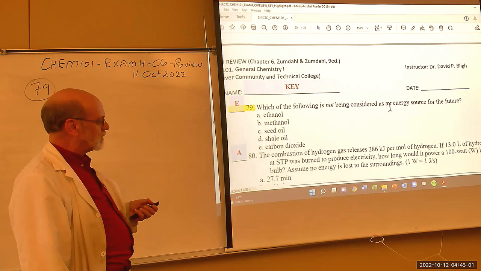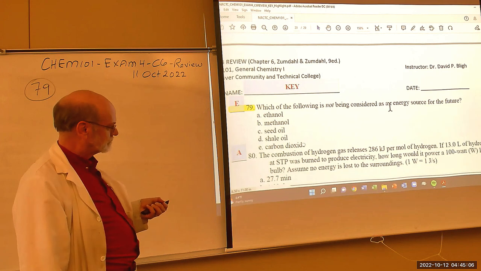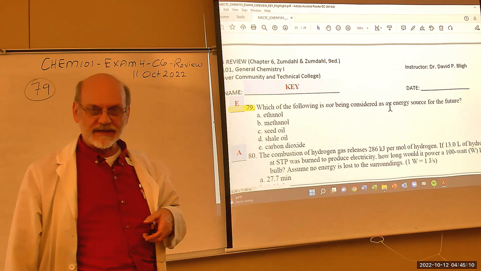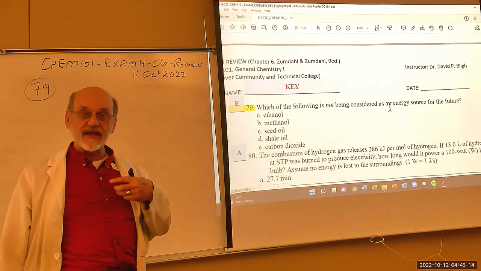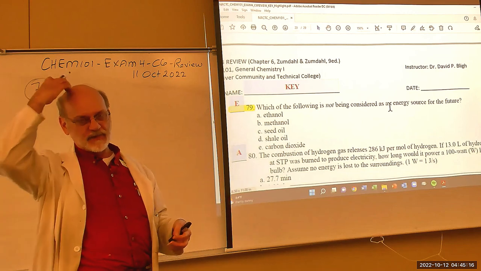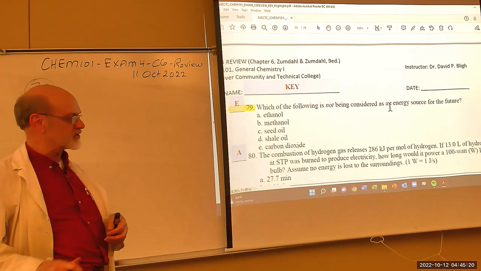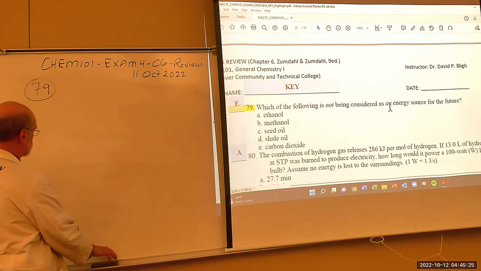The only one that can't be an energy source is carbon dioxide. You cannot burn carbon dioxide. It is an end product. Now, we haven't got to the point where we can say why it is, but it is an end product of many types of combustion. So E, carbon dioxide, is not being considered as an energy source.